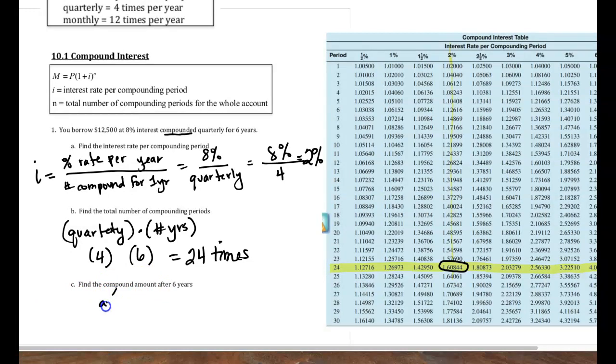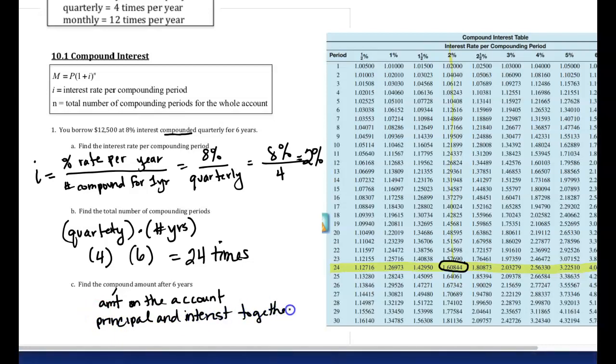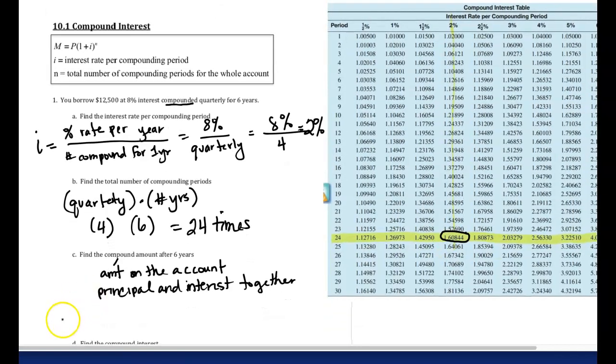Part C then says, find the compound amount. The compound amount is the total amount in the account. This is really the principal and the interest together. That's why you're seeing this number over a 1. That 1 is really representing the 100%. Okay? So we're going to take the amount that they borrowed or invested, depending on whether it's a loan or a bank account, the $12,500 times the number in the table.